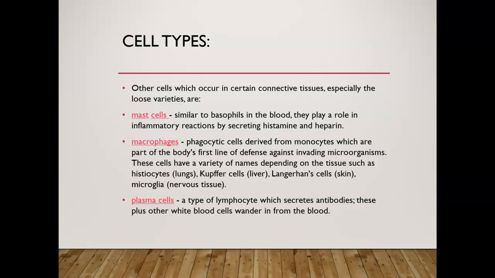Macrophages, these are your white blood cells, and they're found in various areas, not just in the blood. Where you find them, we have different names for them. Dust cells or histiocytes are found in your lungs. Kupffer cells are found in your liver. Langerhans cells are a type of macrophage in your skin. And within the brain, the nervous system, we have a specialized one known as a microglia. Plasma cells are a type of white blood cell, and they produce and secrete the antibodies that you hear about.